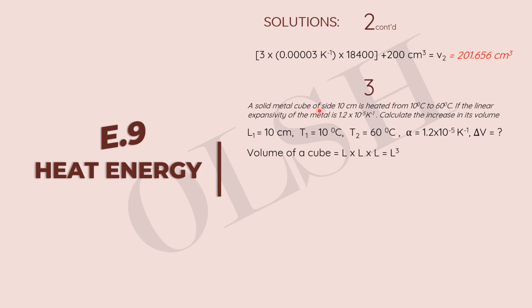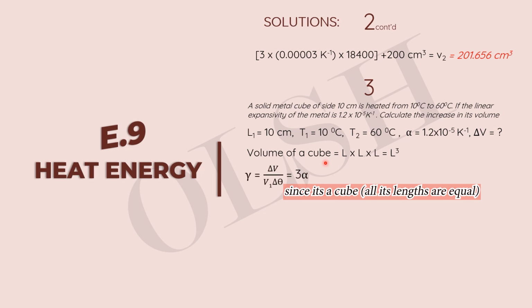So the metal cube has a side of 10 centimeters, so we have one side, but we're asked to find the volume, and we know volume is length times length times length. So we have L cubed for volume. Whatever side we have, we find the cube of it. All right, so we use the formula that equates volume expansion to linear expansion, and we're doing that because we're not given the volume expansivity of the metal, we're given the linear expansivity of the metal.